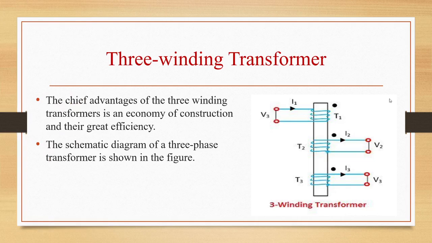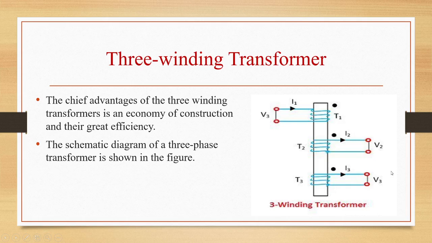This is a three winding transformer shown in the figure. Okay, three windings will be wound. V1, V2, V3 are the three voltages here. This is V1, V2, V3, I1, I2, I3. And this is the dot convention rule. According to that, the direction of current can be known.